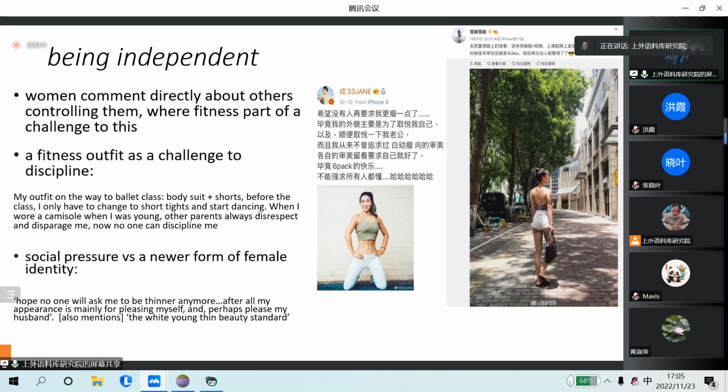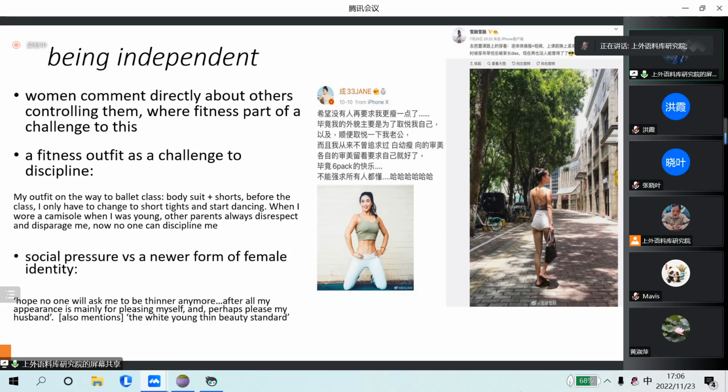For example, the girl on the right, she said, "My outfit on the way to ballet class, bodysuit and shorts. Before the class, I only have to change to short tights and start dancing. When I wore a camisole when I was young, other parents always disrespected and disparaged me. Now no one can discipline me." She's independent now. So it's like she uses fitness as a challenge to be independent, to stand on her own feet, to do what she wants to do.